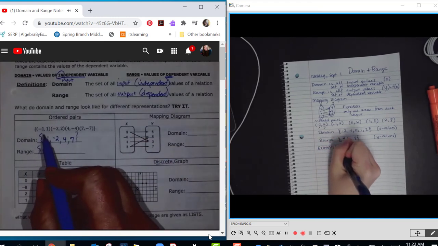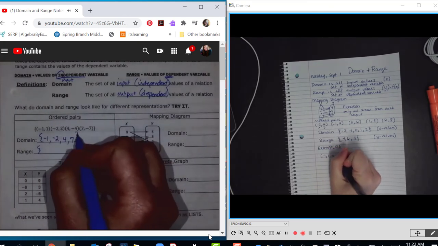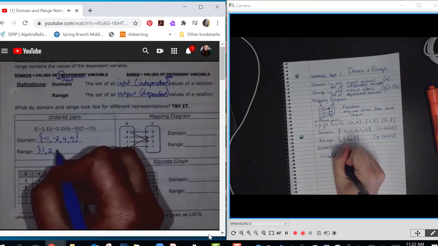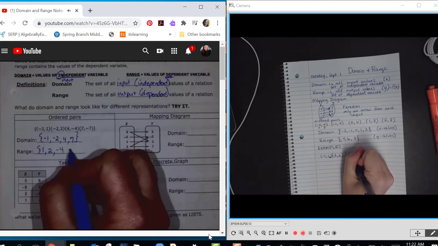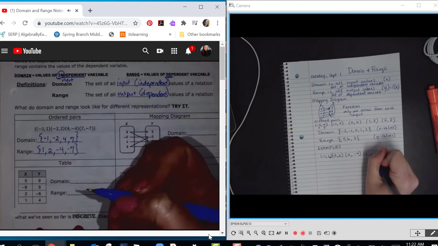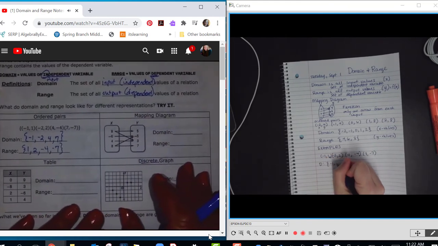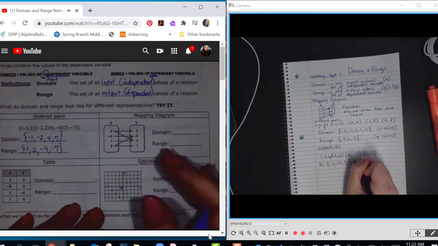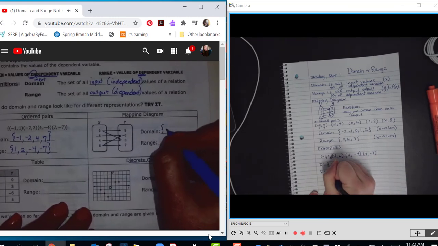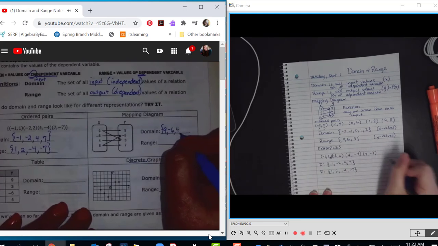So here, for the domain, I'm just listing the first numbers in each ordered pair. Those are the X coordinates. And you can choose whether to list these in the order in which they're used or from least to greatest. I just didn't know what to put in for the domain and range. But now I do. Okay, you ready for the mapping diagram? Yeah. I already did all of them. Good. Okay, so 9, negative 6, 4, and 8.